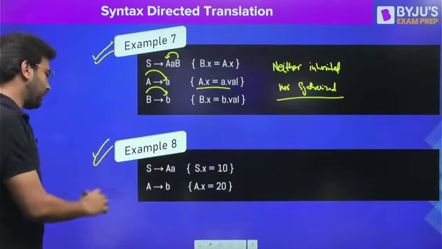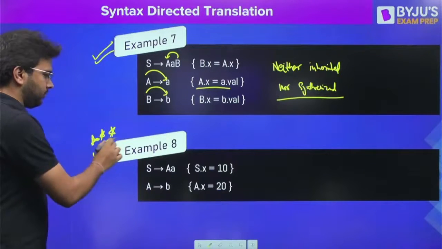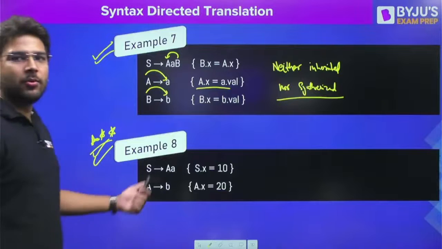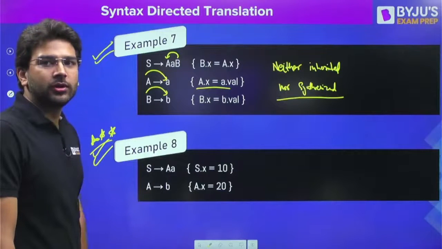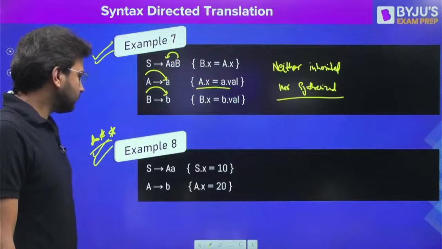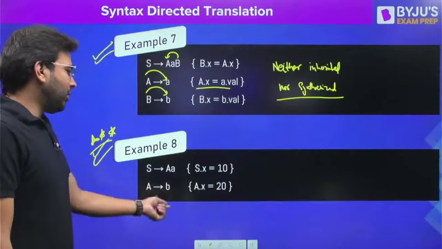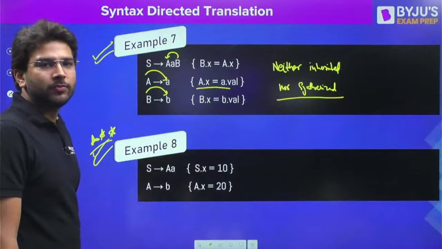What about this 8th one? This is very interesting. What do you say about the 8th one? So Bhagya is saying it is both. Yes, everyone. S dot x is equal to 10, constant value. A dot x is equal to 20, constant value. What do you think?